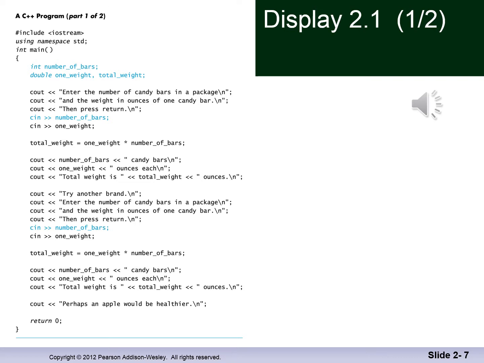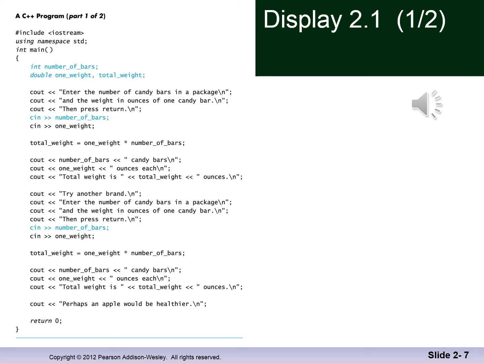Double is a number with a fractional component. 1.75 would be a good example. And these variable names are used then to accept input. See the cin statement, which is also blue, cin numberOfBars. There, the user of the program enters a number, so it might be 10 numberOfBars, and then they're entering oneWeight using cin, and then cin numberOfBars later.